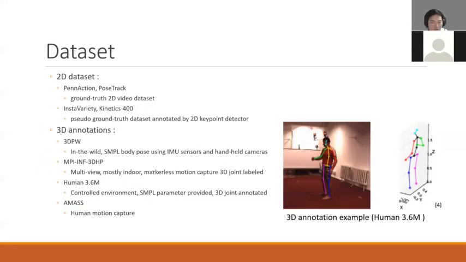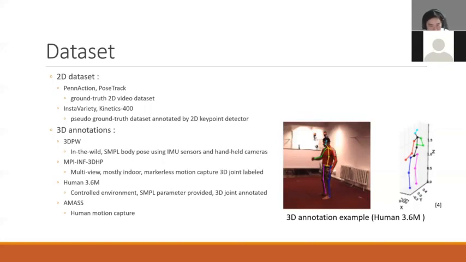Let's briefly talk about the datasets. For the 2D datasets, PennAction, PoseTrack, InstaVariety, and Kinetics-400 are all good to be used. PennAction and PoseTrack have ground truth joint locations annotated, but InstaVariety and Kinetics-400 use pseudo ground truth annotated by a 2D keypoint detector. For the 3D datasets, 3DPW, MPI-INF-3DHP, Human3.6M, and MuCo are some examples.